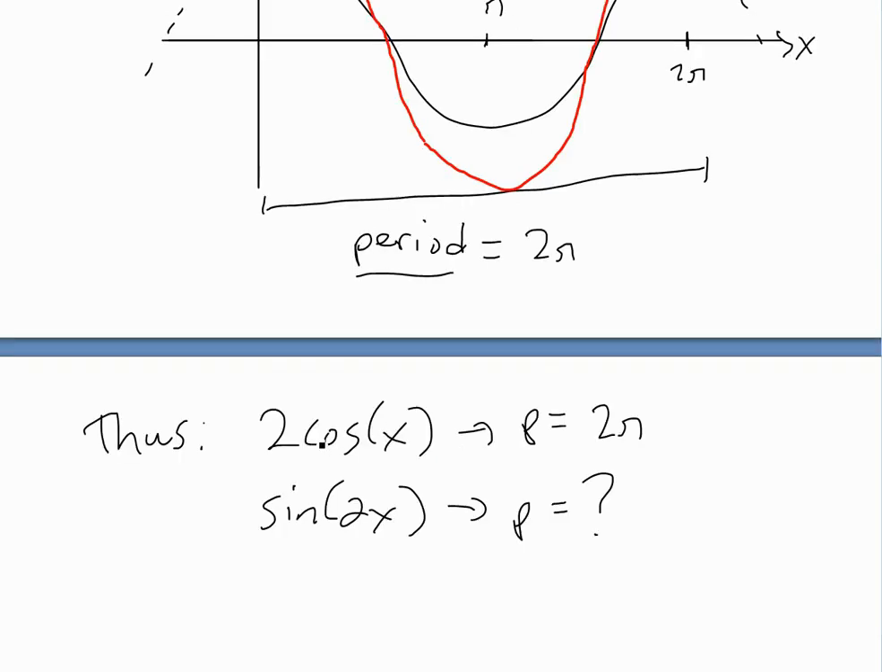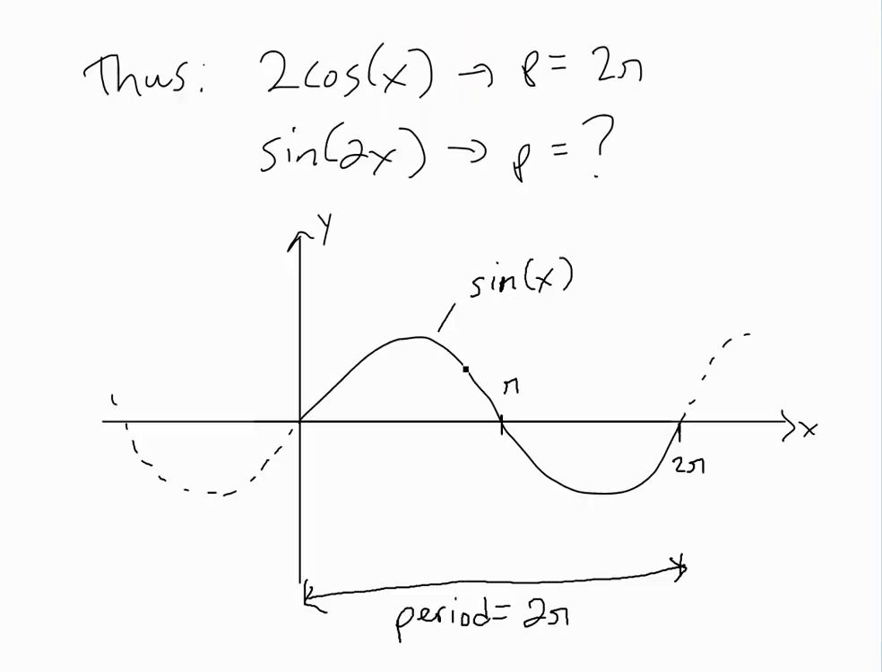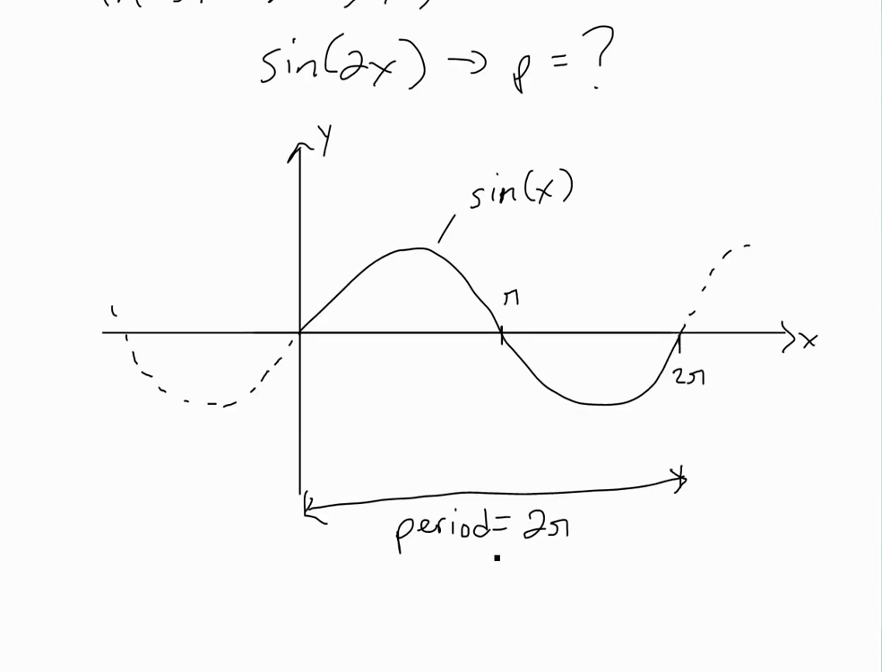Now we look at the second part, because we know the first part has a period of 2 pi. What's the period of sine 2x? Before we get to that, let's look at the graph of sine of x. You've probably seen this many times. It looks like this and repeats, has the same period as cos x, and is just 2 pi. So it repeats every time here.